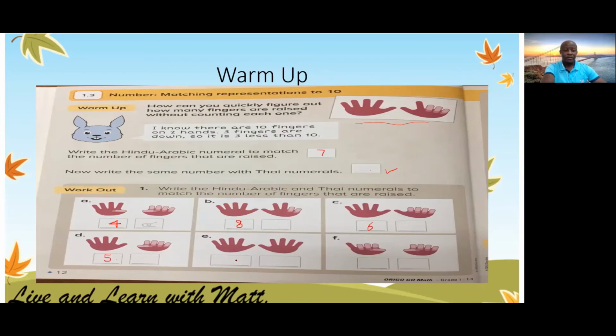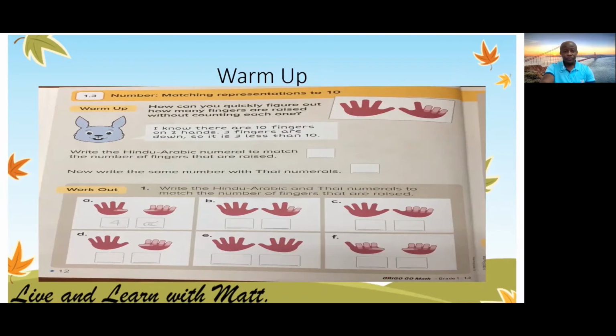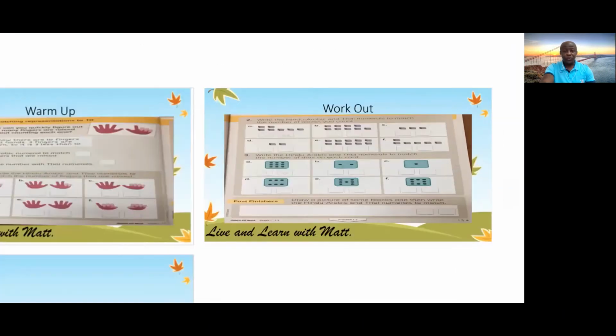Part E, how many fingers are raised? Can you tell me? That's correct, 10. And the Thai numeral will be here. Now, part F, how many fingers are raised? 1, that's correct. So we write 1 here. And please write the Thai numerals as well. Now let's continue with the workout.